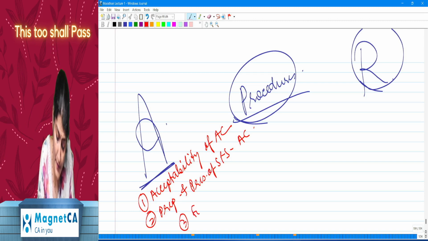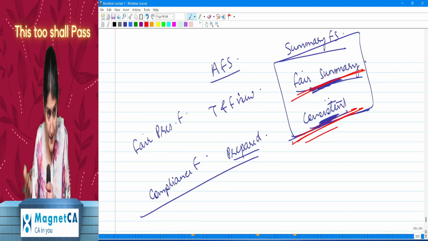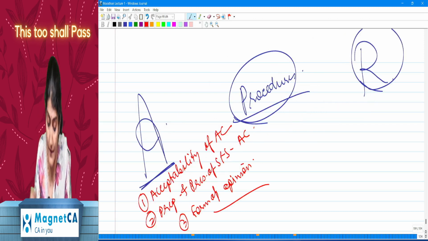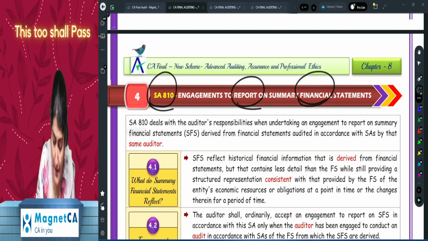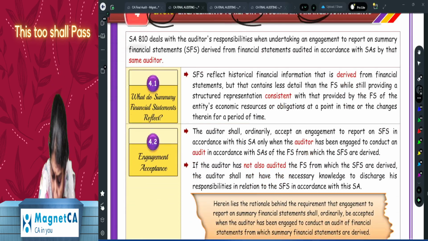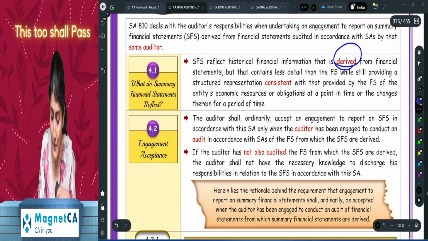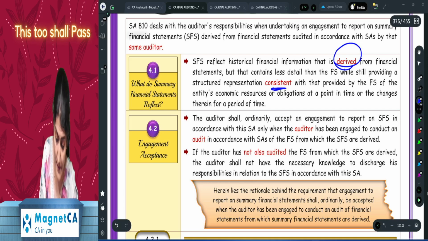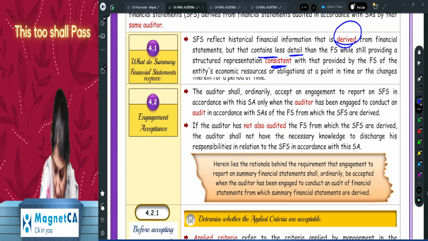And the last one is the form of opinion, the expected form and content of the report. What did I tell you? Expected form and content of the report: fair summary, or it could be called consistent, right? So these are the three considerations while accepting the engagement. So what did I tell you? Summary financial statements, are they derived properly from the audited financial statements? And what is a summary? Which contains less detail, right, than the audited financial statements.